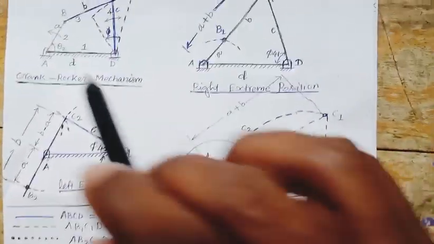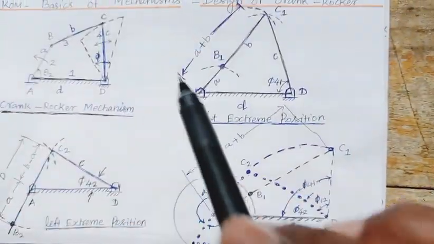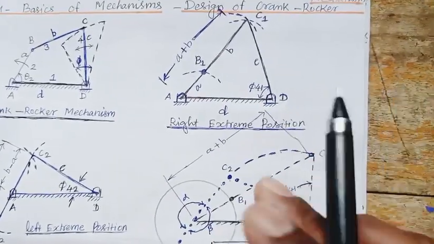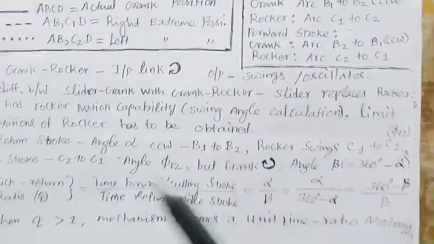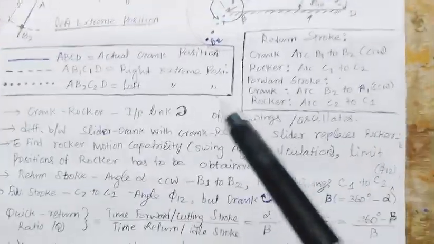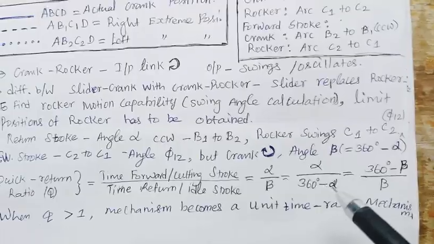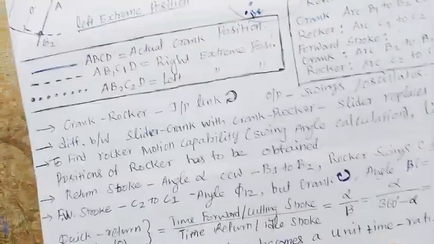Just draw it graphically and you have to find what position is there. Just practice this, and also go through the theory behind it. This formula is very important to find out the ratio.